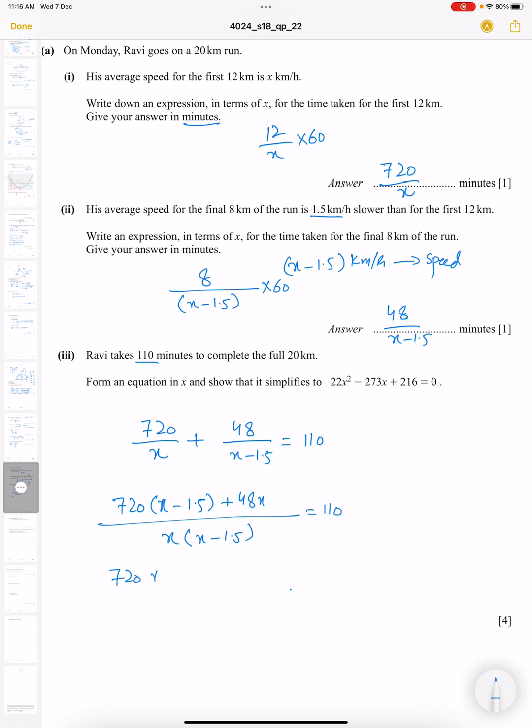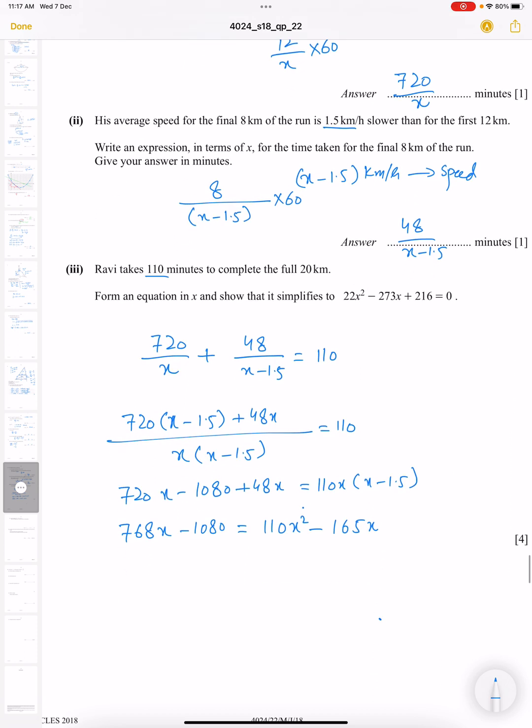So it becomes 720x minus 1.5 multiplied by 720, it is 1080, plus 480x is equal to 110x bracket x minus 1.5. So here we have 720 plus 480 becomes 1200x minus 1080, and multiplying 110 inside the bracket, it becomes 110x square minus 165x. Let's bring the like terms together. So we have 110x square minus 165x minus 1200x plus 1080 is equal to 0.